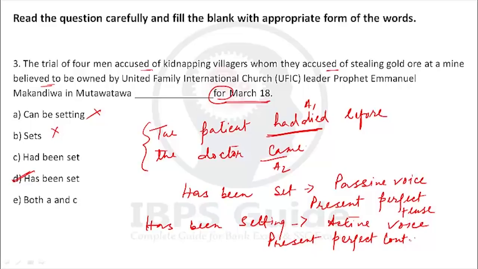So that's why our answer will be D. Not "had been said", it will be "has been said". And one thing we have to remember: whether it is "for" or "since", the tense will always be perfect, perfect continuous. I hope the concept is clear. So our answer here is D.